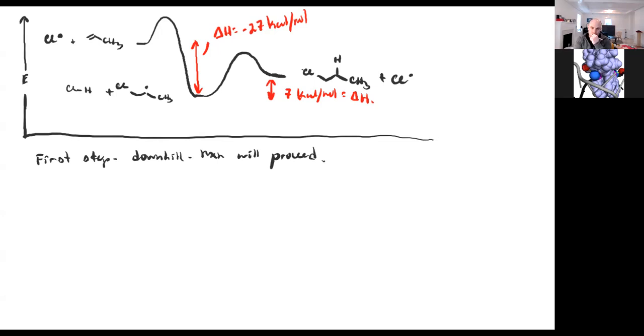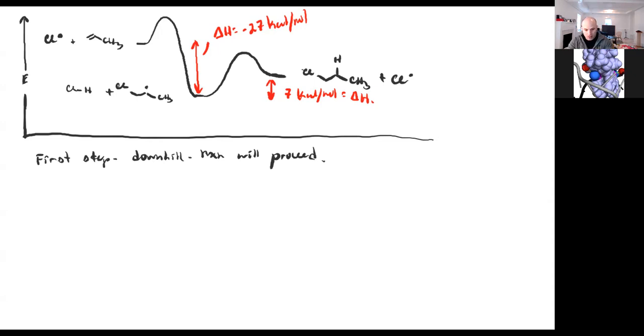And so we know nothing about the rate. We haven't said anything about how quickly it will proceed, but what we have said is that I'm going from a higher energy state where I've got chloride radical plus an alkene to a lower energy state. That's favorable. Assuming the system can get there, we don't know how fast it will get there. We assume it will eventually get there. The reaction will go, okay?